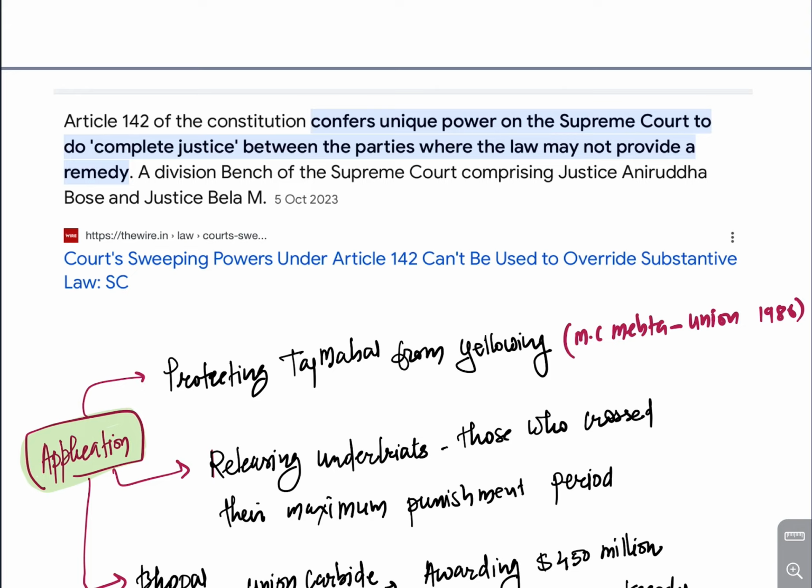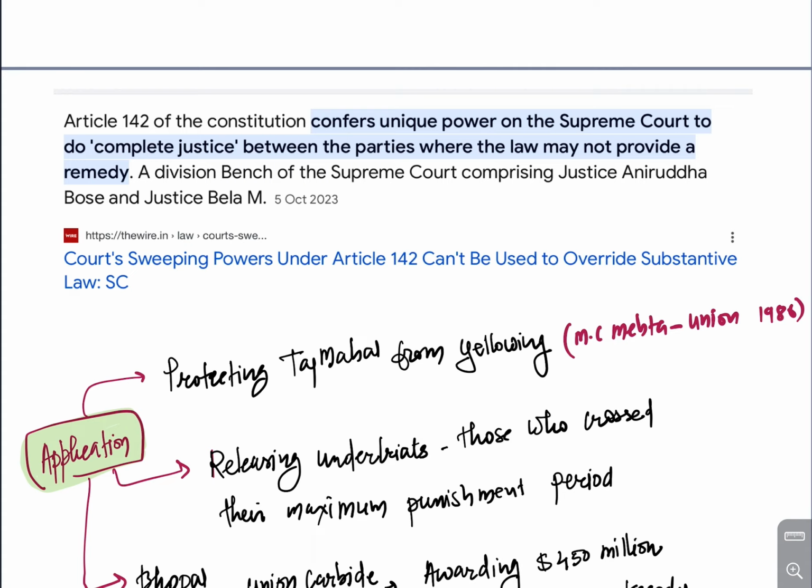Right? So इसका मतलब ये है कि the Supreme Court can give judgment on any case where there is no law or where there is injustice. So the Supreme Court can utilize power under Article 142 to do complete justice between the parties.